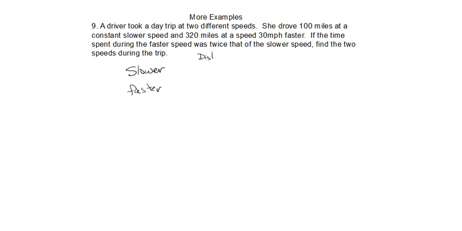We need to know our distance, our rate, and our time. During the slower speed, our distance was 100. In the faster speed, it was 320. Our rate of the slower speed, which we don't know, is just going to be x. Now the faster speed was 30 miles per hour faster, so it'll be x plus 30. Our times are going to be t, but the time of the faster speed was twice that of the slower speed. So if the one on the faster speed is t, the slower speed needs to have a time of 2t.